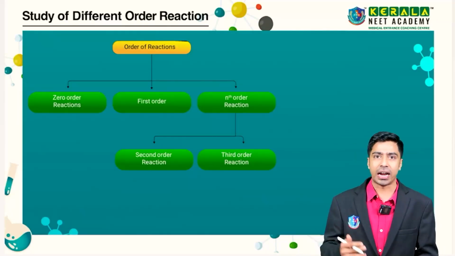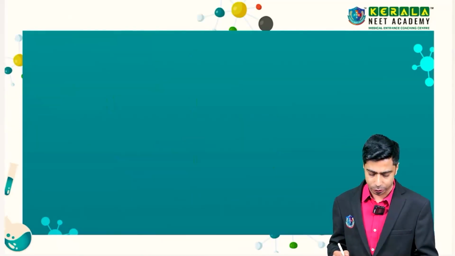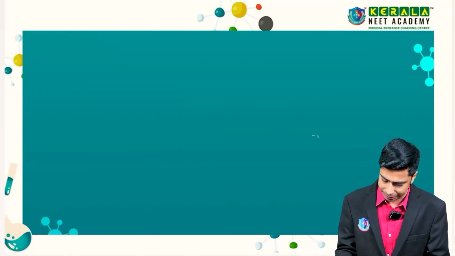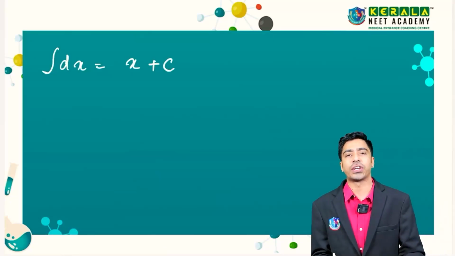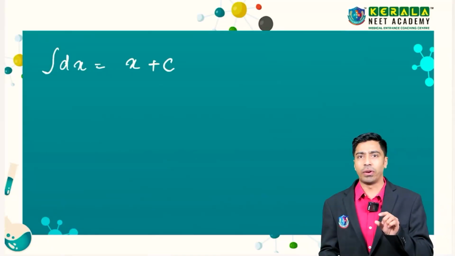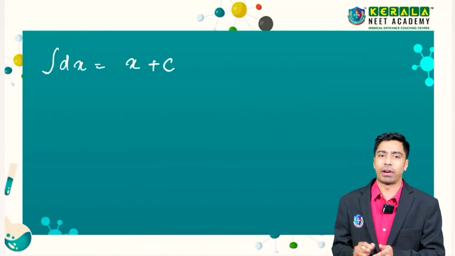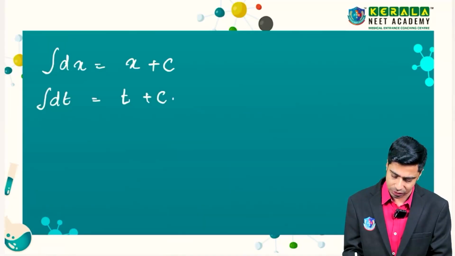Okay, so before starting the integrated rate equation, let me give you some idea about integration, where you need to learn some of the formulas of integration. For example, integral dx is equal to x plus c, where c is the constant of integration. So dx means it's a very small fragment of x. When all the dx are integrated, you'll be getting the value of x. Or, for example, integral dt will be equal to t plus c.